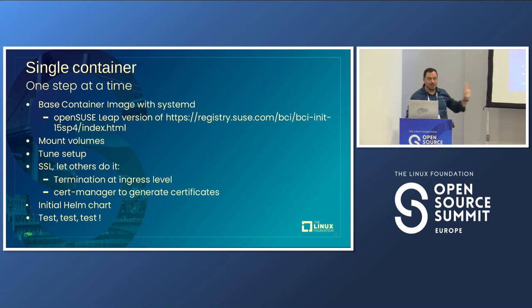SSL, if you can let others do it, it's a lot better, especially in Kubernetes. That part is super well implemented. And you can do the termination at ingress level, which means the ingress component of Kubernetes can take care of the certificates and then have unencrypted traffic in between the ingress layer and the container.